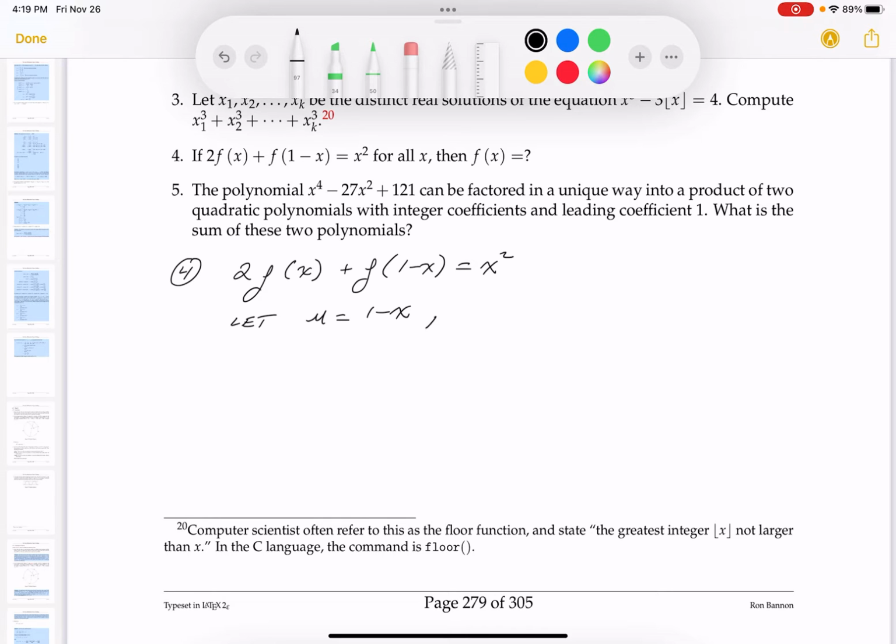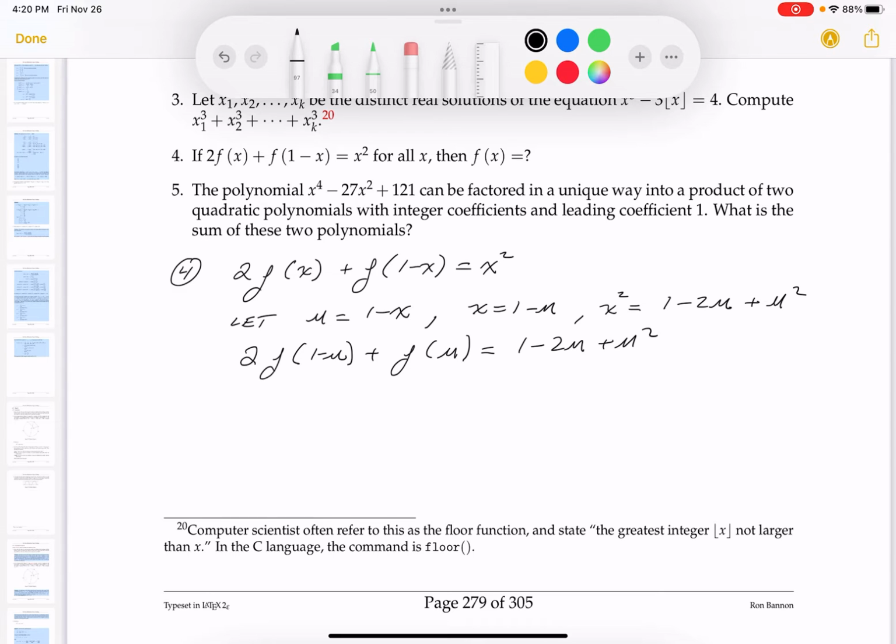And that's the case, I'm going to say x would equal 1 minus u, and x squared would equal 1 minus 2u plus u squared. I'm going to make that substitution now. So you get 2 f of, well, x would be 1 minus u, right? Plus f of u, and x squared would equal 1 minus 2u plus u squared.